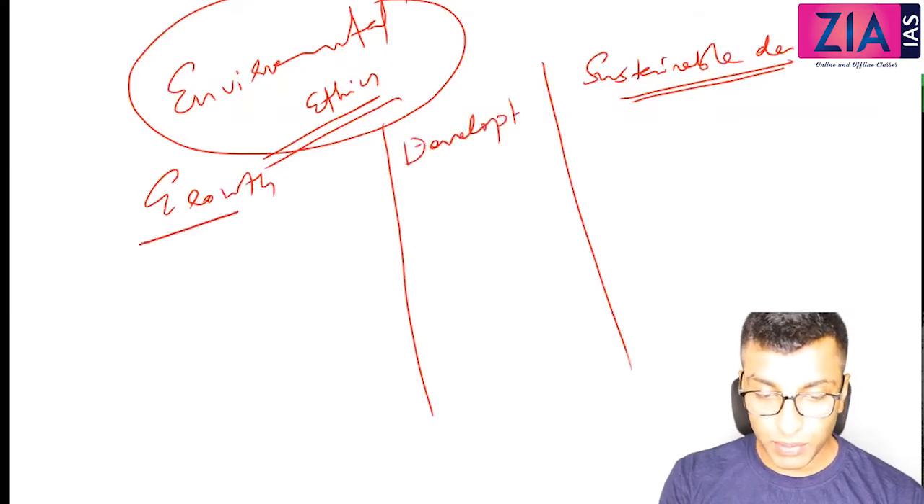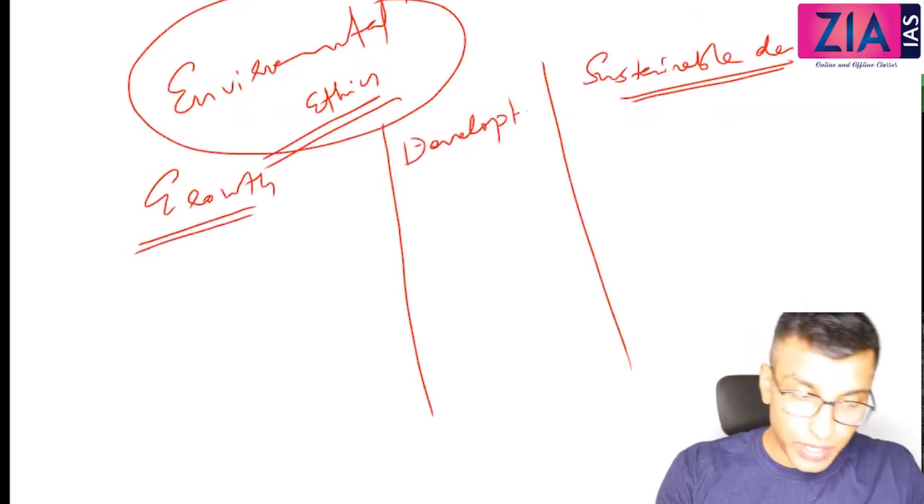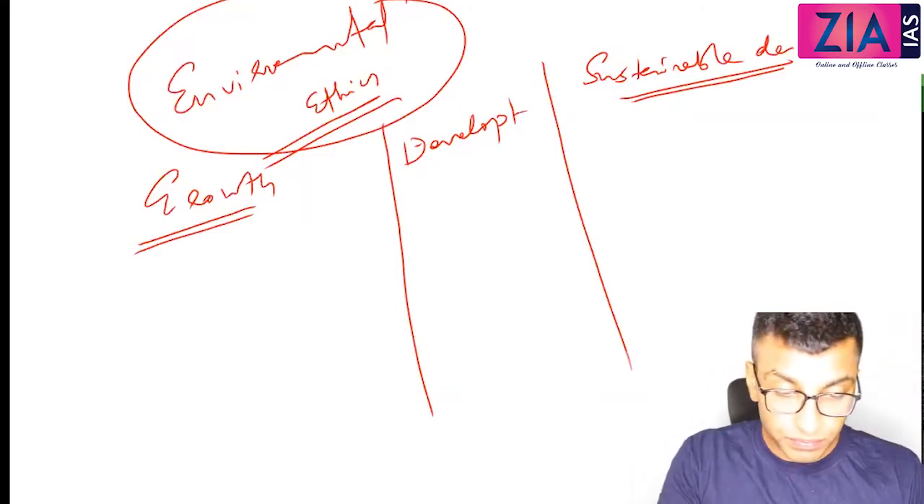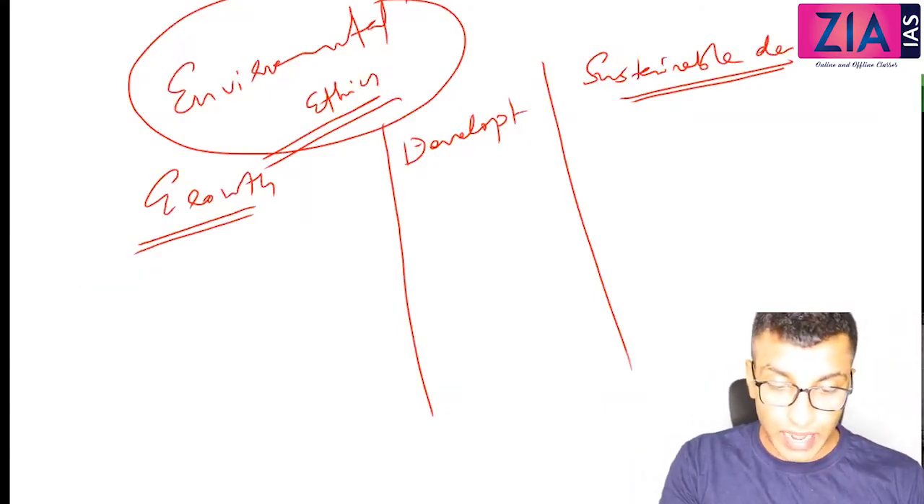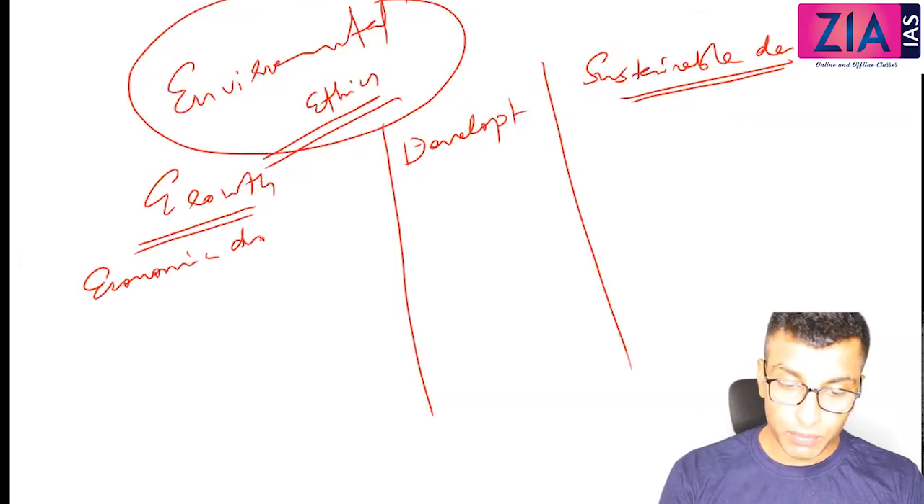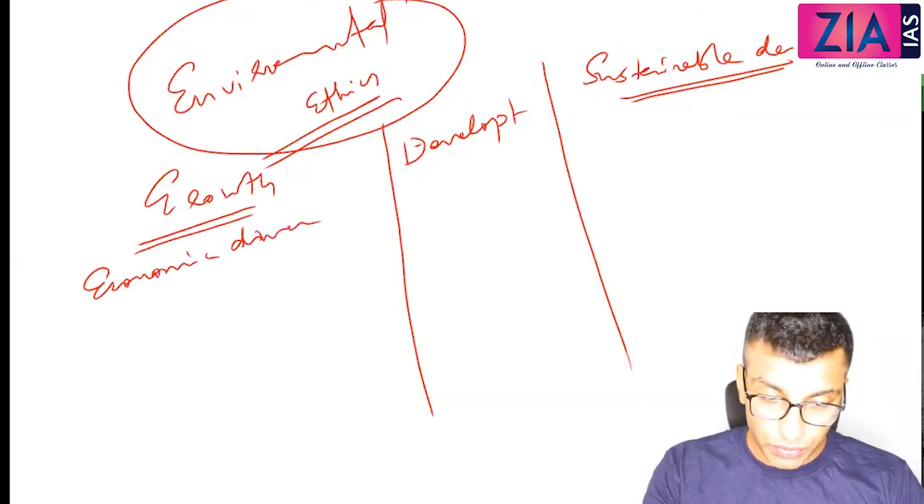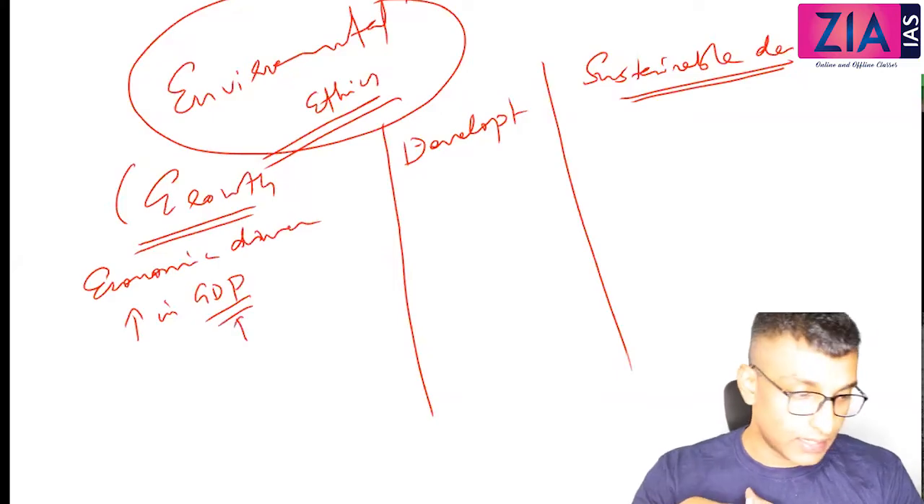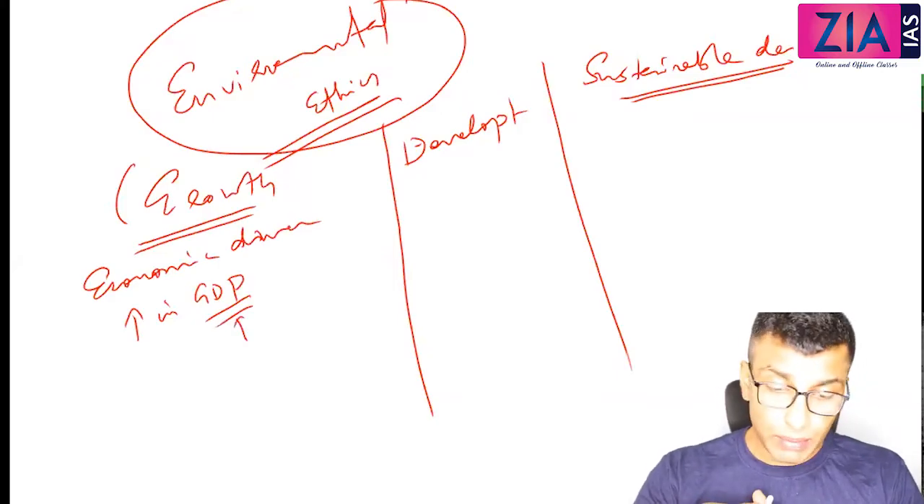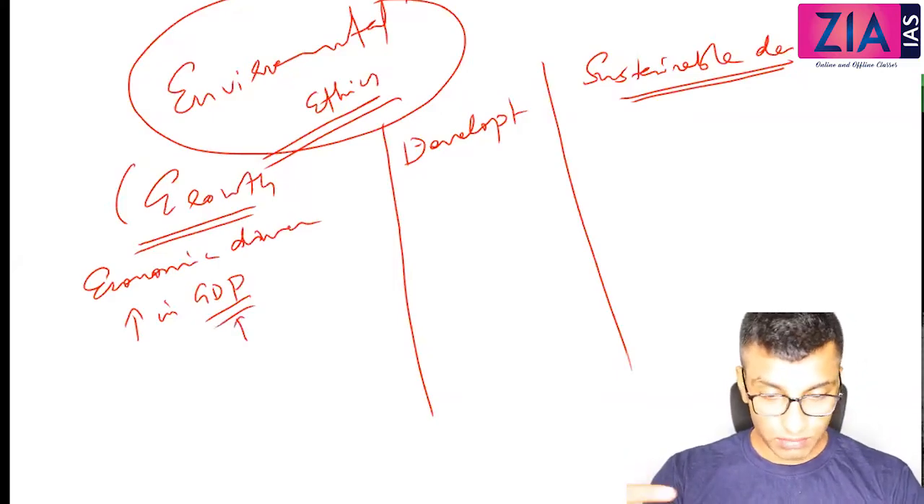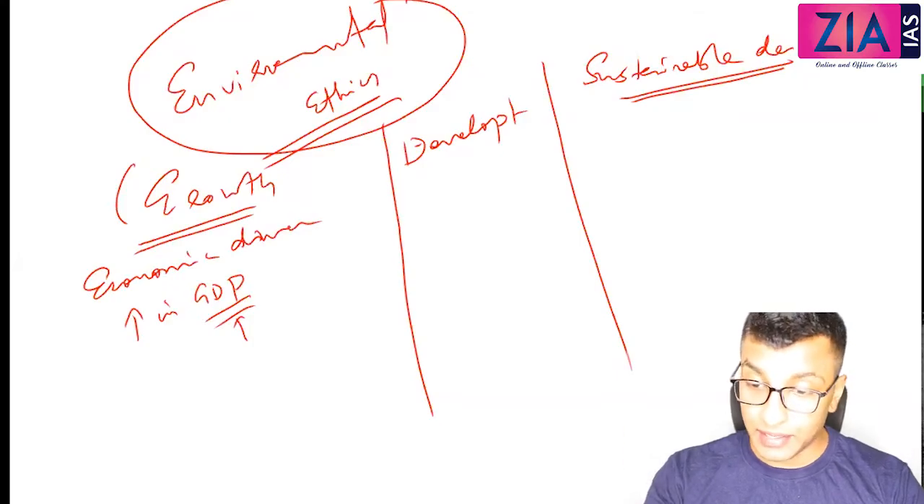When we discuss growth, we only take into consideration the economic dimension, right? That means we generally talk about growth from the perspective of an increase in GDP. What GDP is, we are not going to discuss at this point of time. Here we will only focus on GDP or the increase in national income when we talk about growth.